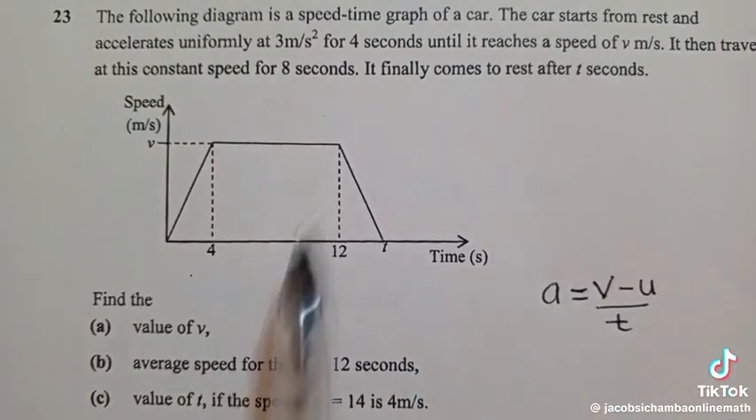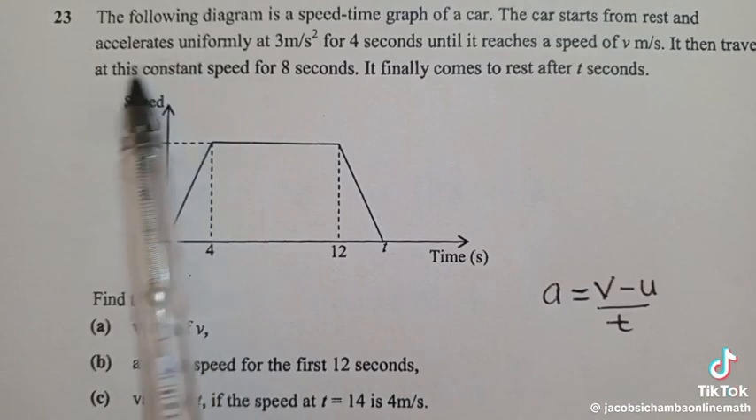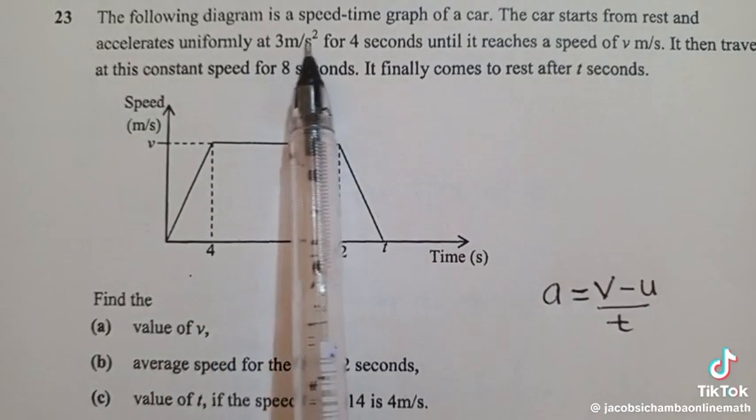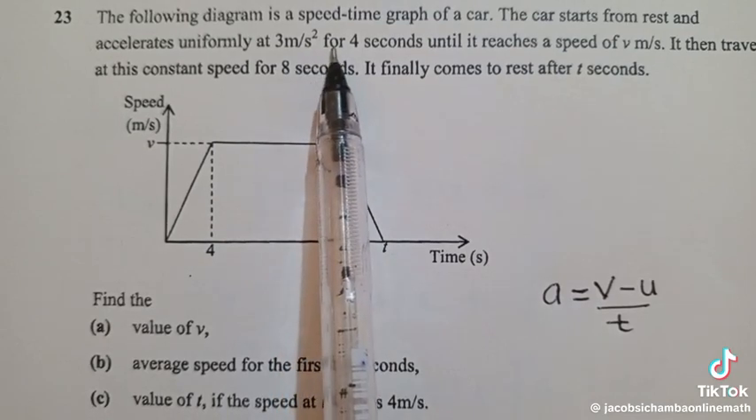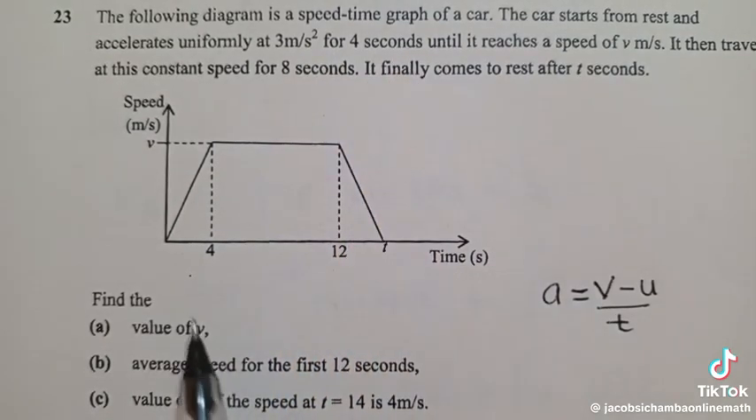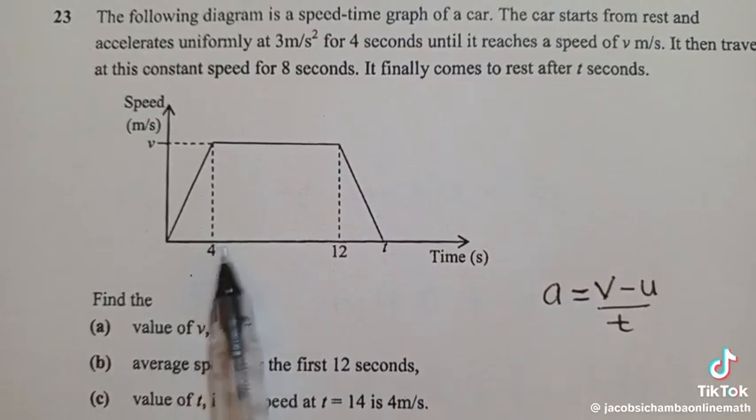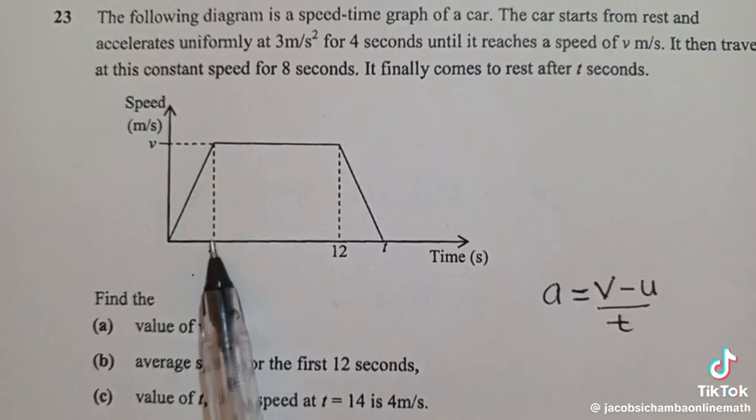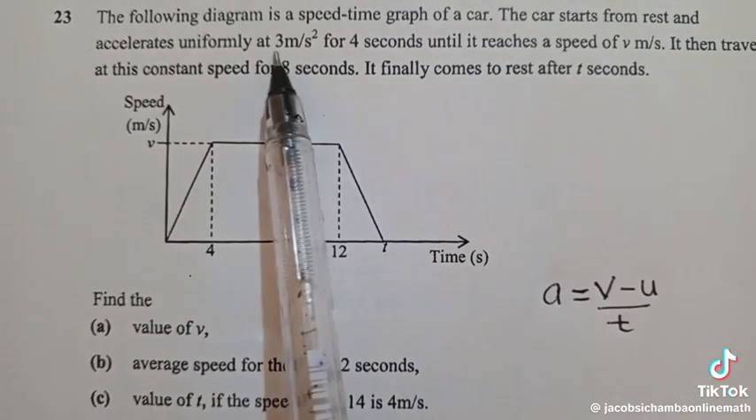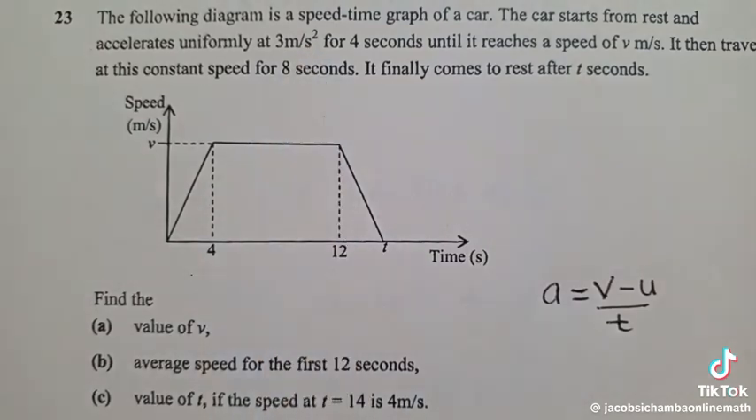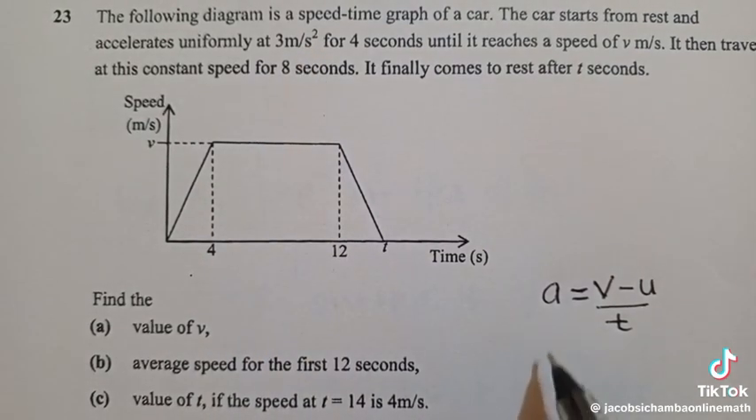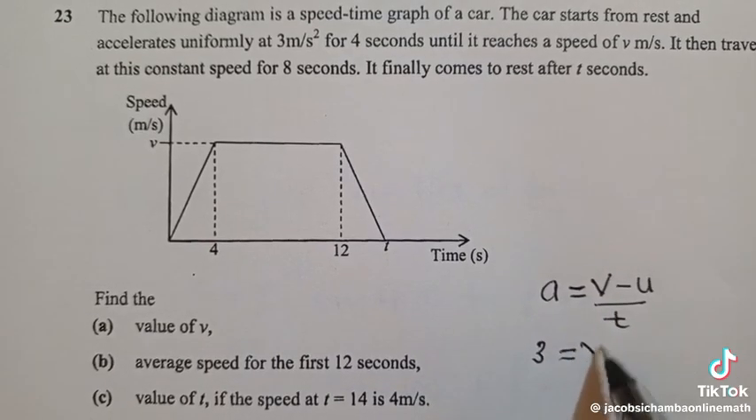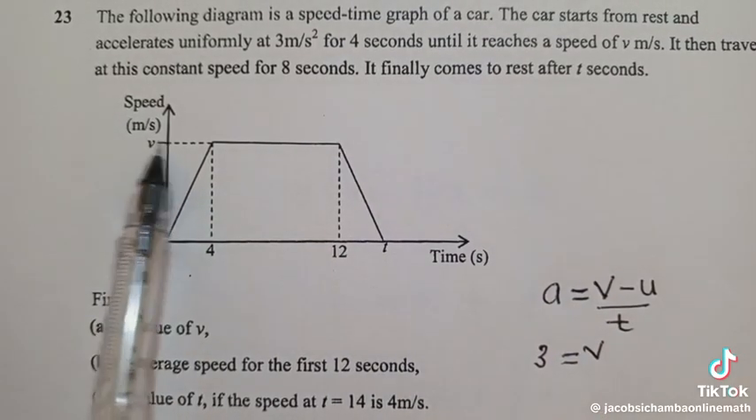Why? Because they said the acceleration was 3 meters per second squared for 4 seconds. Meaning when time was 4 here, can you see it started accelerating from here, it was moving up to here. So when it was 4 seconds, the acceleration was 3 meters per second squared. So this is what we needed. So we have to put a 3 where a is, that's acceleration. We are finding the v. What you're looking for is the value of v.